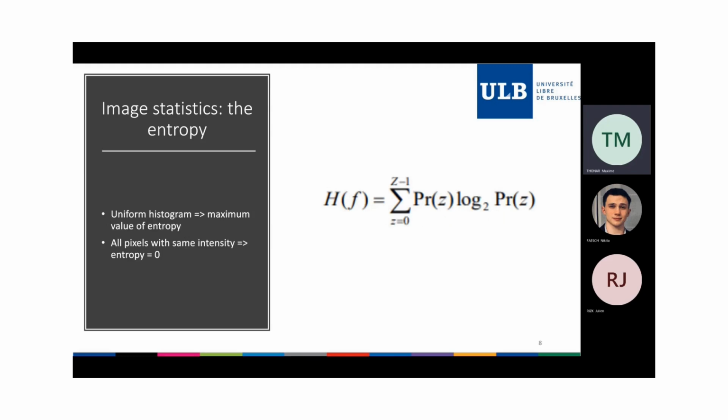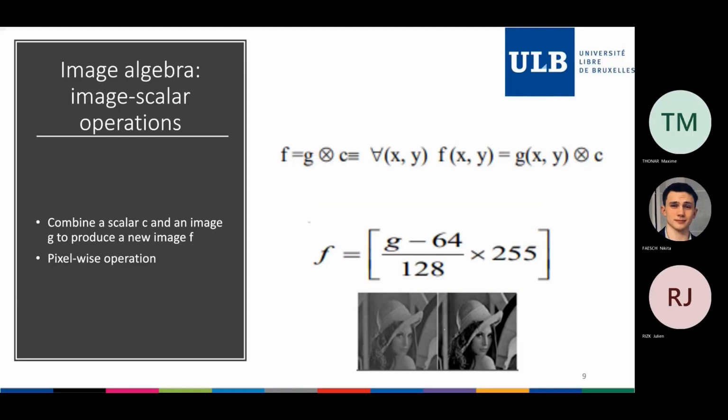It is denoted h(f) and can be calculated using this equation, where P_R(z) is the probability of occurrence of a symbol z. A uniform histogram will correspond to the maximum value of the entropy, while an image where all the pixels have the same intensity will provide an entropy of value 0.